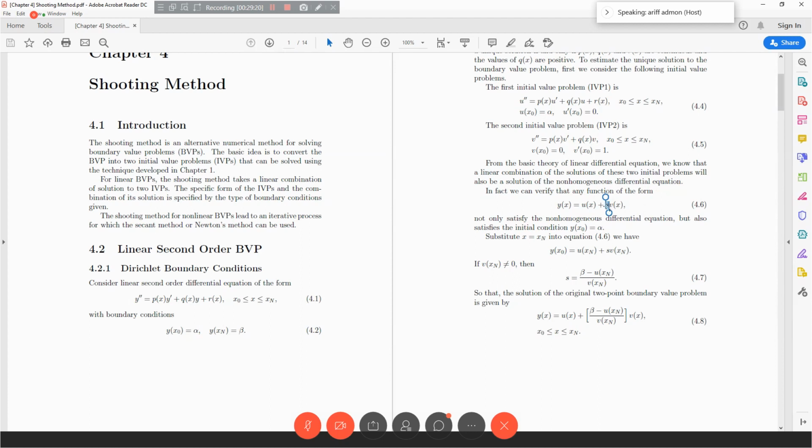Because initially we don't have any value of s. How do we identify, how do we get the value of this s? From your second boundary condition. Okay, what is the process?